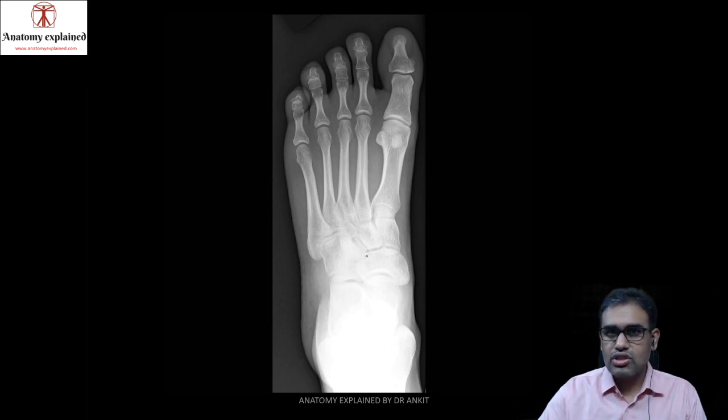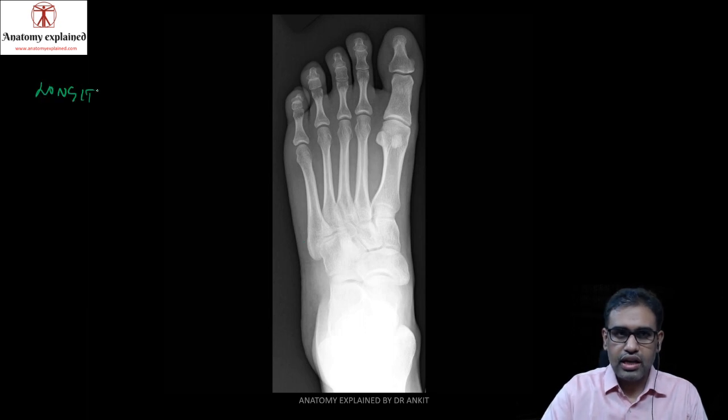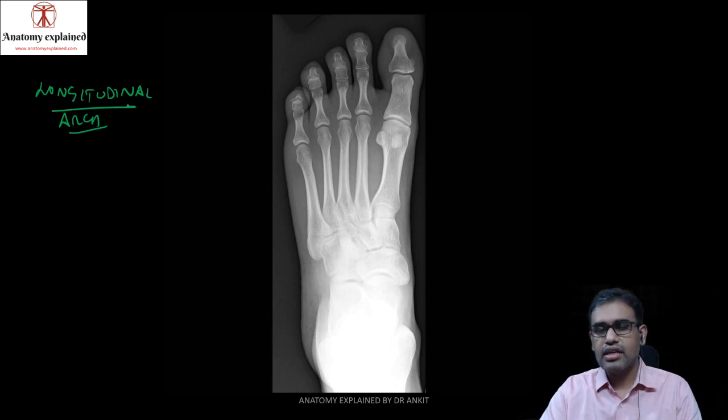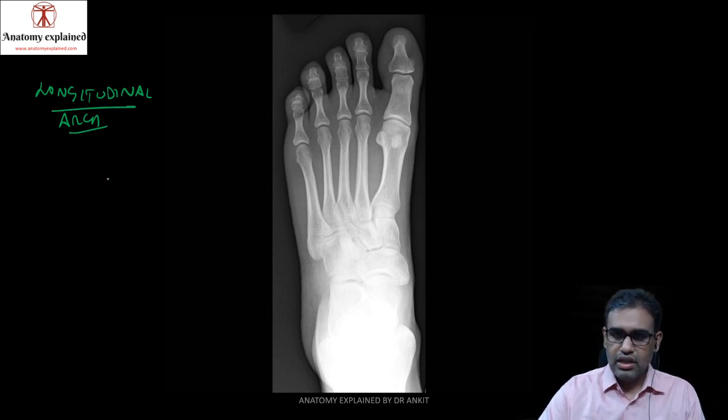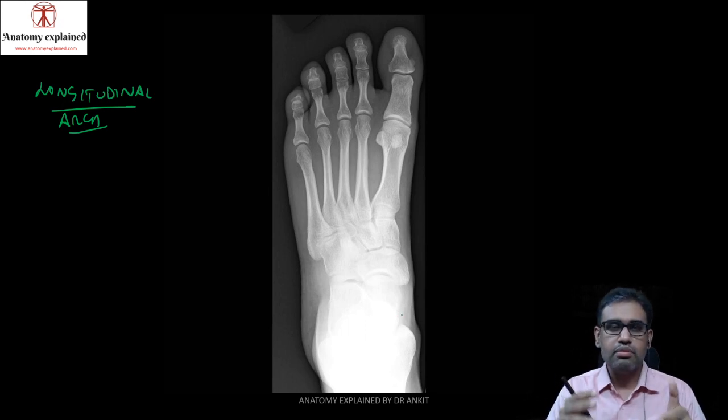Now the main arch over here is our medial longitudinal arch, or we can say simply the longitudinal arch. The longitudinal arch will obviously run longitudinally, that is anterior-posteriorly. The ankle joint, if you remember, was mainly formed by the lower end of the tibia and fibula, which articulates with the talus.